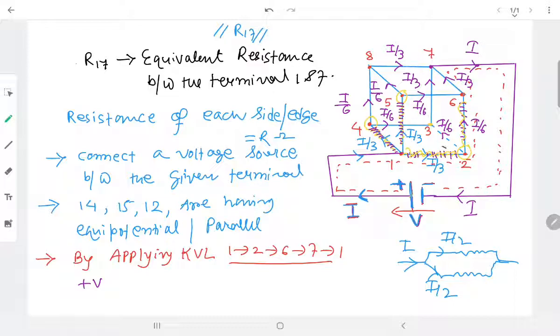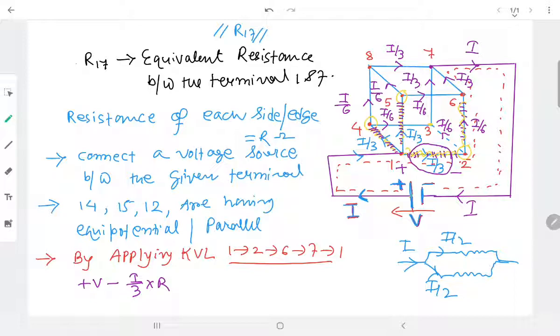Now where is the voltage drop? In this resistance there will be the voltage drop. What is the voltage drop? Current into resistance. Resistance is R and the current is I by 3. So current is moving in this direction, so this is our positive terminal, this is our negative terminal. So moving positive to negative, that's why I am writing minus I by 3 into R.